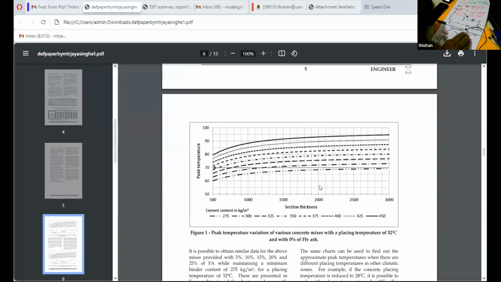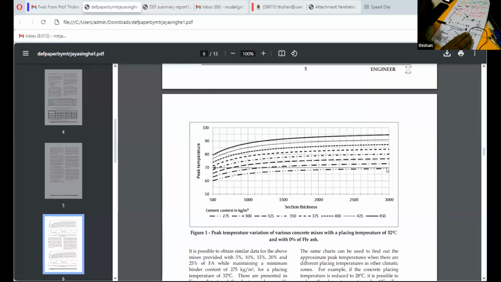Now let's say you are having something like 3 meter thick concrete to be done, a very large pile raft. Generally, pile rafts are not applicable to Sri Lanka, but let's assume that the engineer has now designed a 3 meter thick raft on the piles. So what is the maximum cement content you can use?